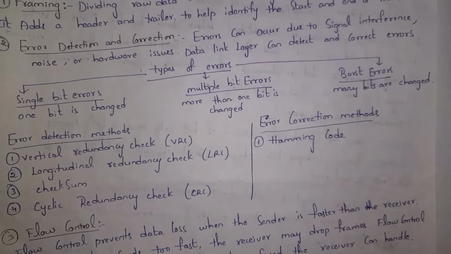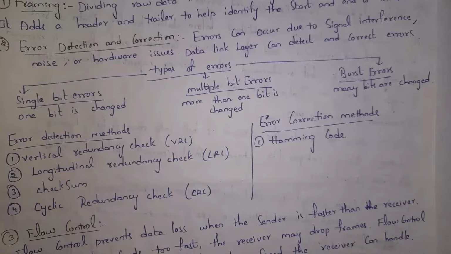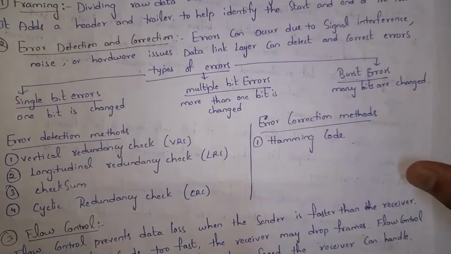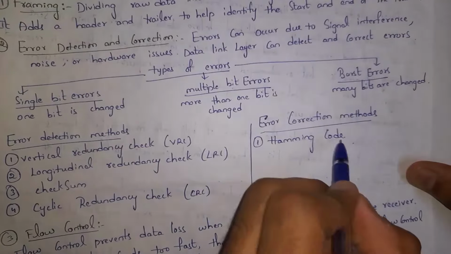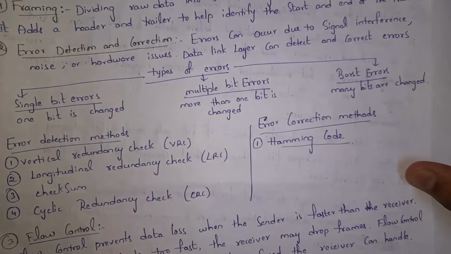And data link layer will handle these errors by using various kinds of methods. These methods are VRC, LRC, checksum and CRC. If data link layer wants to change error message into actual message, then data link layer can use error correction methods. One of the famous error correction methods is Hamming code method. By using this method, data link layer can detect and as well as correct error.